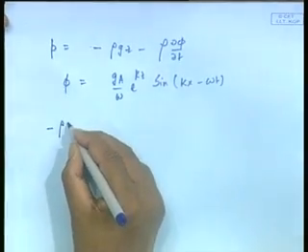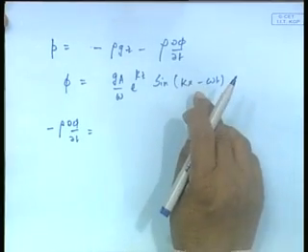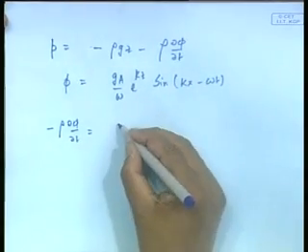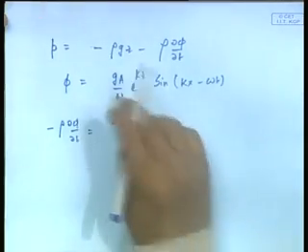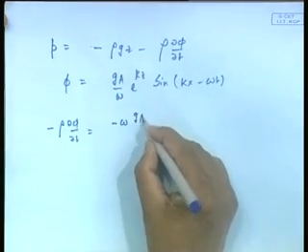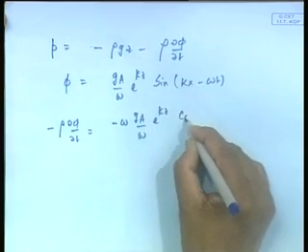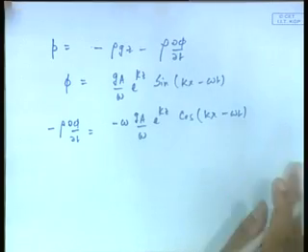See, minus rho d phi by dt, that is the linear dynamic pressure. If I do the derivative here, this becomes minus omega, right, comes in g a by omega, that is right.